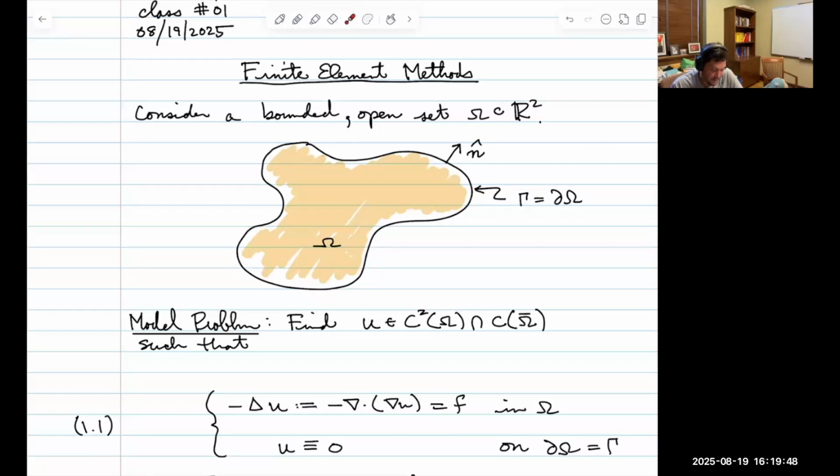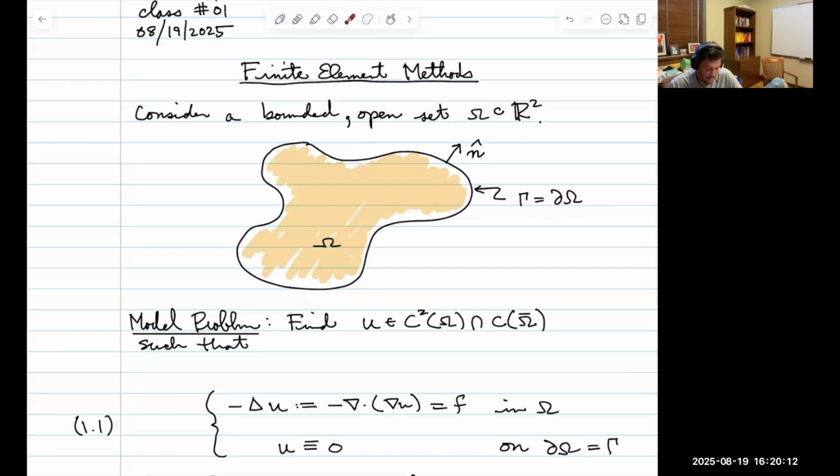It has an outward pointing unit normal on its boundary, which we're going to label as n with a little hat above it. That means it's a unit vector. Usually things with hats are unit vectors. My notation for the boundary is always partial omega, but I'm also going to call the boundary gamma.